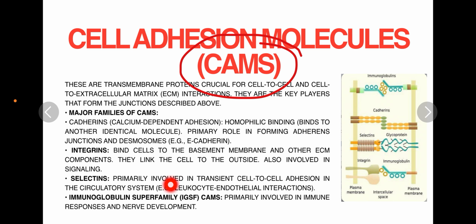We have selectins. They are involved mainly in transient cell-to-cell adhesion, especially in the circulatory system. You are going to learn more about this in immunology. And there is something called the immunoglobulin superfamily, IgSF CAMs, and those are primarily involved in immune response and nerve development.